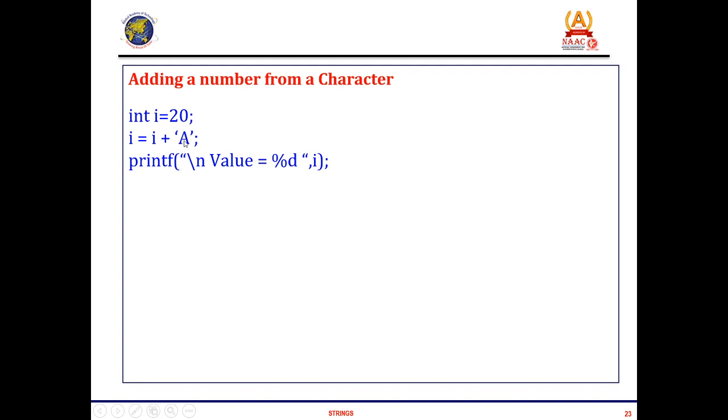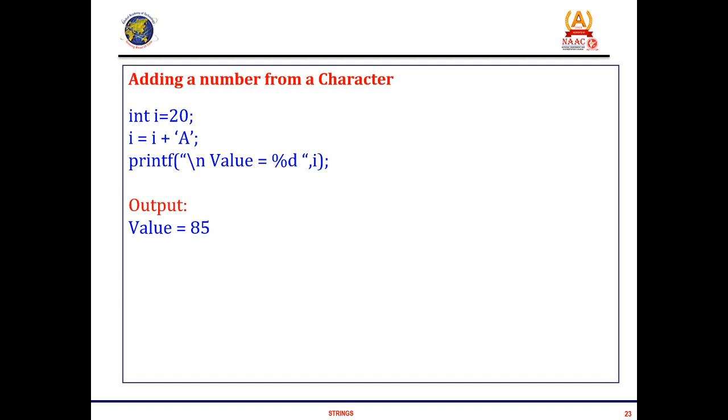Capital A, you know, has ASCII value 65, and the value of i is 20. So the addition takes place, which is the addition of 20 and 65. 20 plus 65 becomes 85, and that 85 is assigned to the left-hand side variable i, and hence the printf statement will print value equal to 85. This is how addition and subtraction take place with respect to the character data type.